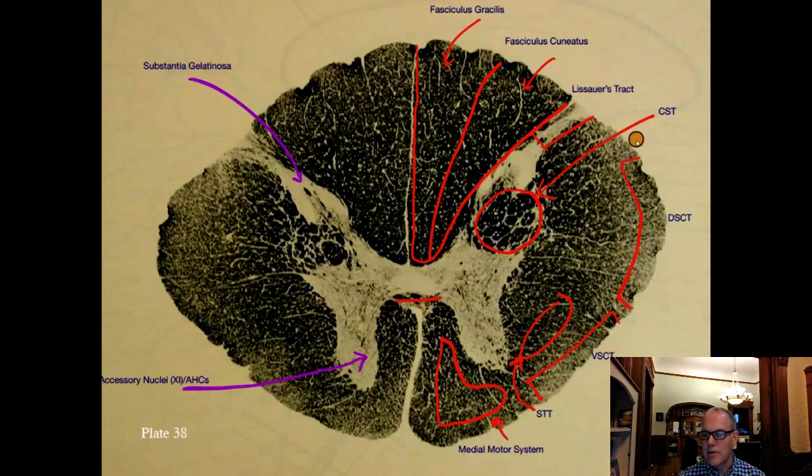Everything else is the same. Dorsal, ventral spinocerebellar tracts, spinothalamic tract, Lissauer's tract, substantia gelatinosa, ventral white commissure, and the fasciculus gracilis and cuneatus here. All right, so we'll stop there.